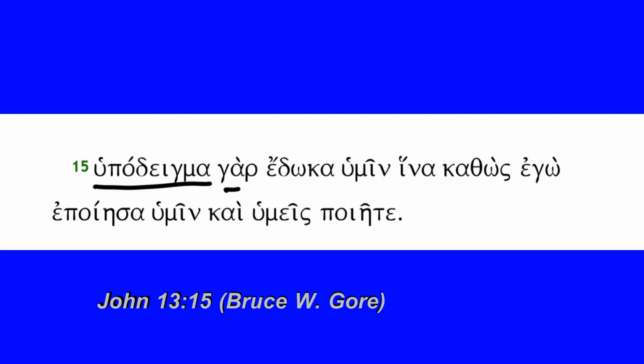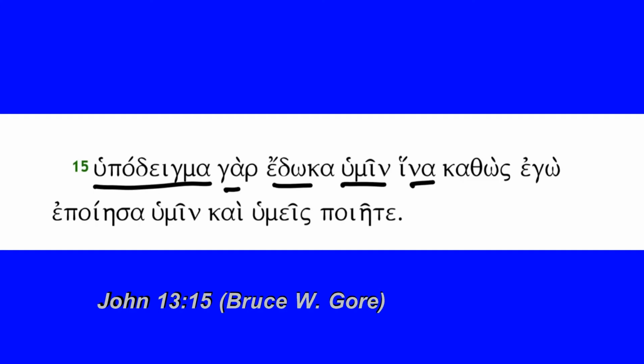The postpositive gar, so for an example, edoka. This is from didomi, I give. This is the first person singular, aorist active indicative. So an example, I gave, then the indirect object here, the second person dative plural, I gave to you, humin. So an example, I gave to you, hina.